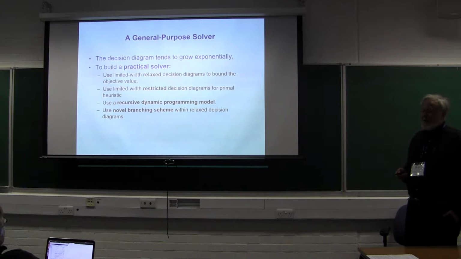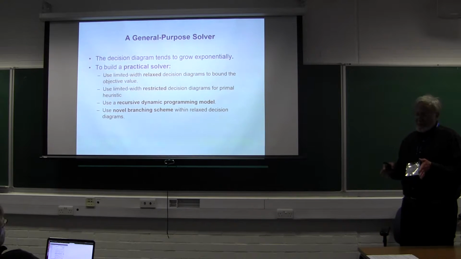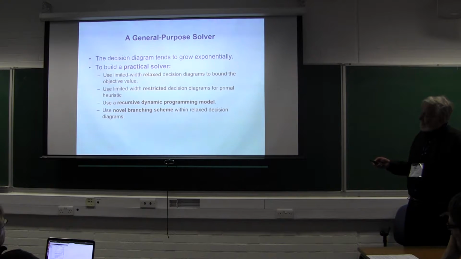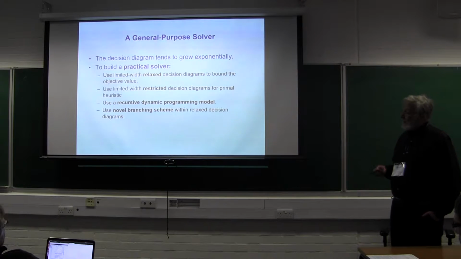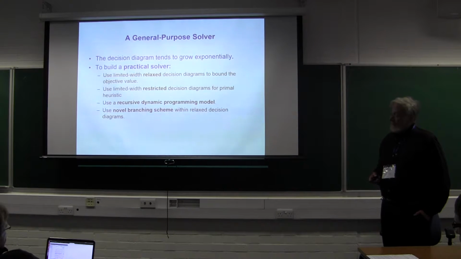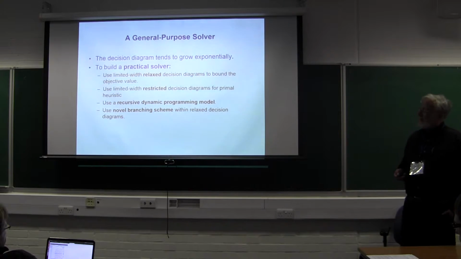Okay, now, how do you take this mechanism to build a practical solver? So these are the elements of a practical solver I'm going to show you. We're going to get rid of the exponential explosion by relaxing the problem using a relaxed diagram. We're going to use restricted diagrams, primal search and restrict, and we're going to use dynamic programming models and a new branching scheme. So these are the elements I'm going to show you as we go along.